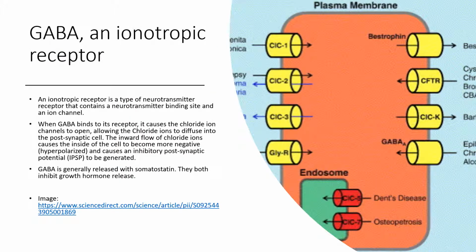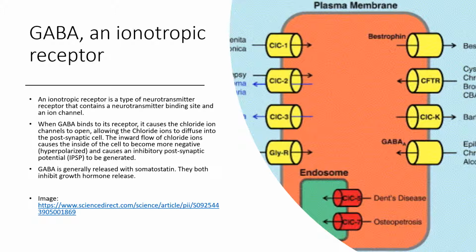GABA acts on an ionotropic receptor, which is a type of neurotransmitter receptor that contains a neurotransmitter binding site and an ion channel. When GABA binds to its receptor, it causes the chloride ion channels to open, allowing the chloride ions to diffuse into the postsynaptic cell. The inward flow of chloride ions causes the inside of the cell to become more negative, or hyperpolarized, and causes an inhibitory postsynaptic potential to be generated.